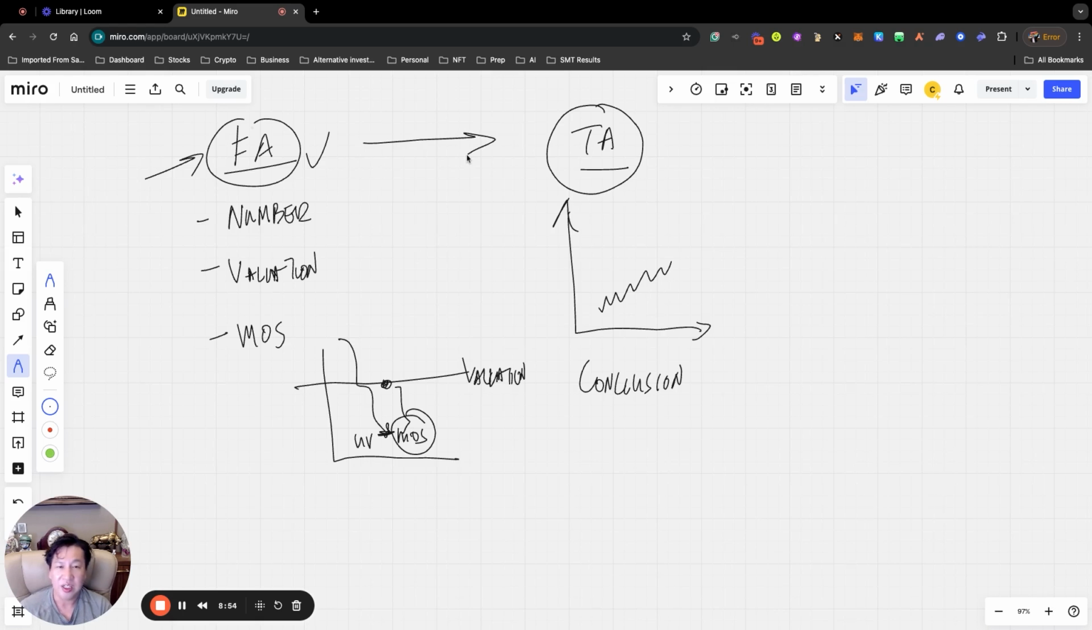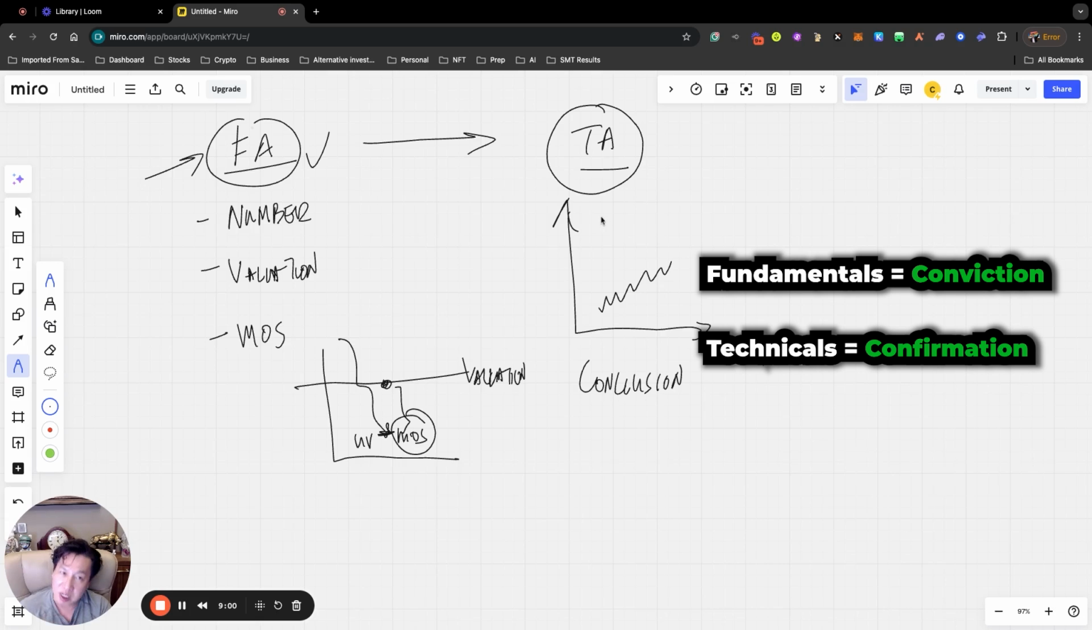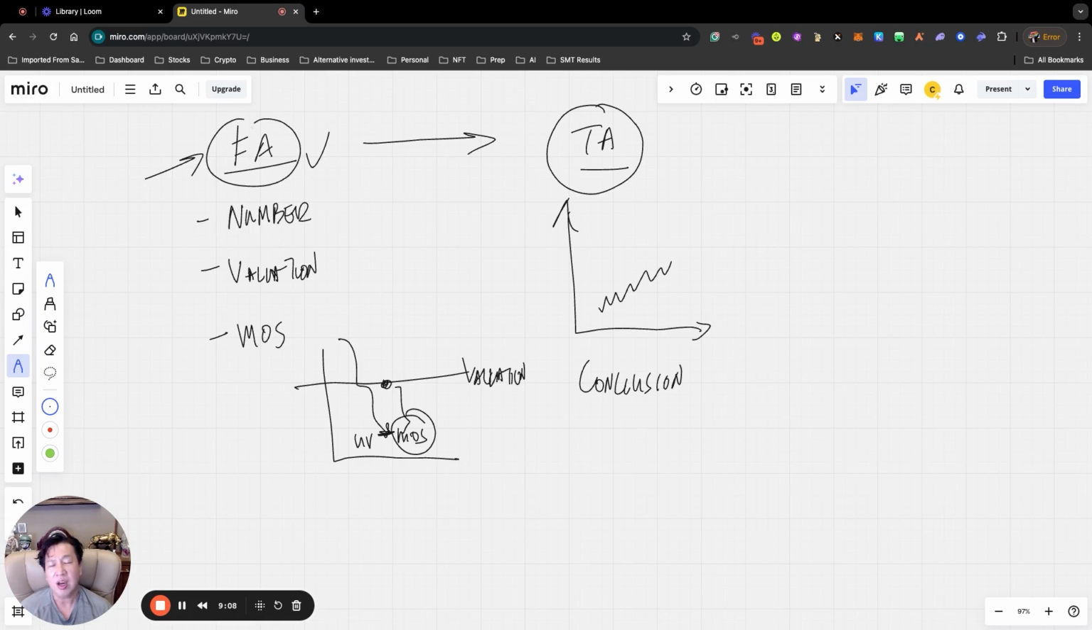So the conclusion is fundamentals give you the conviction to buy, but technicals will give you the confirmation that, hey, this is true. Then with this, I'll make a better decision to buy or sell the shares. Of course, there are other things we need to look at besides just fundamentals and technicals, but we will maybe cover them in a future video.